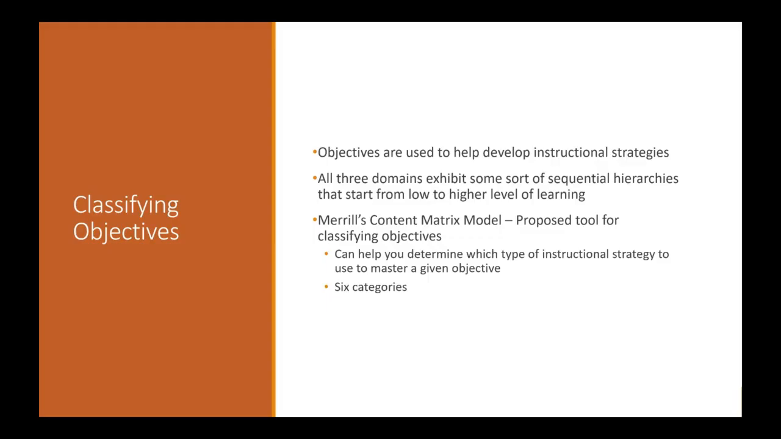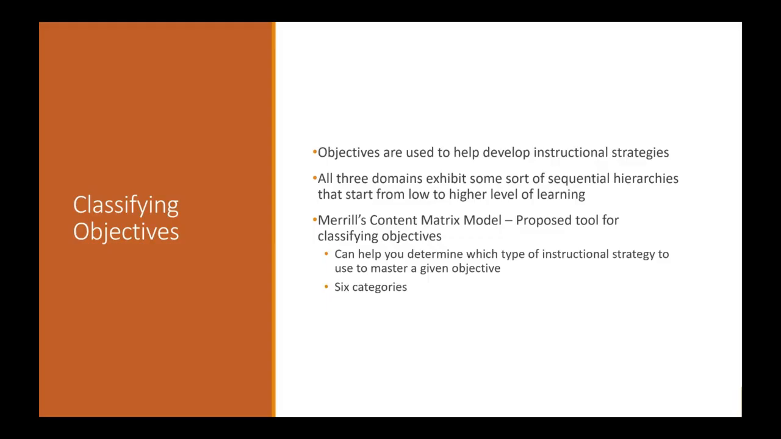We talked about how all three of those domains have some order of sequential hierarchy, starting from a lower level to a higher level. And that is emphasized on this matrix as well. The one proposed tool for classifying objectives that's highlighted in the text is Merrill's content matrix model. It can help you determine which type of instructional strategy to use to master any given objective.